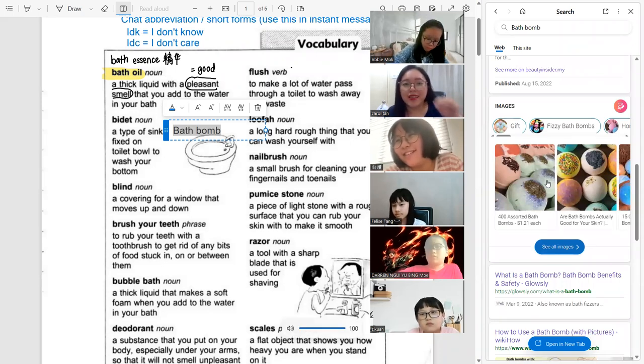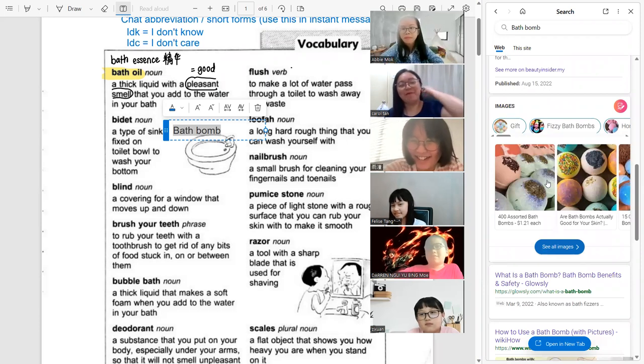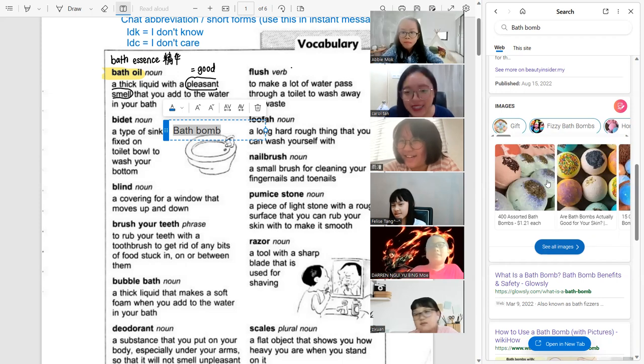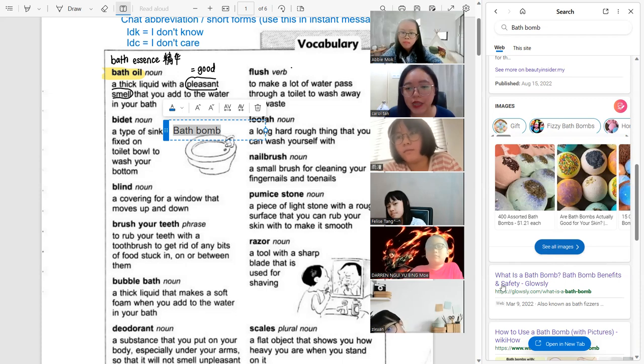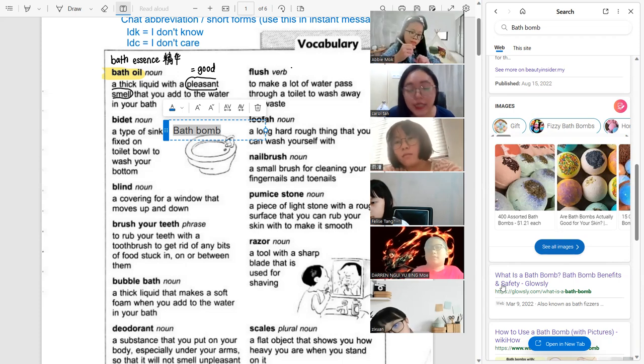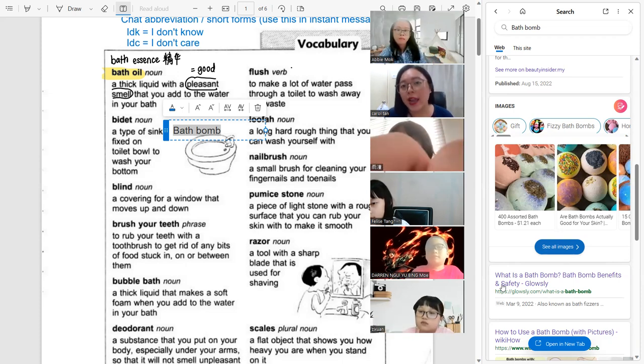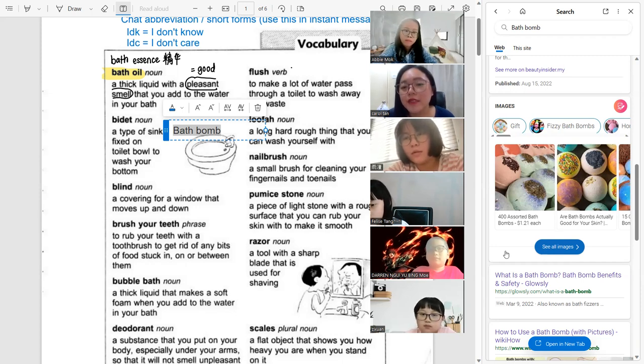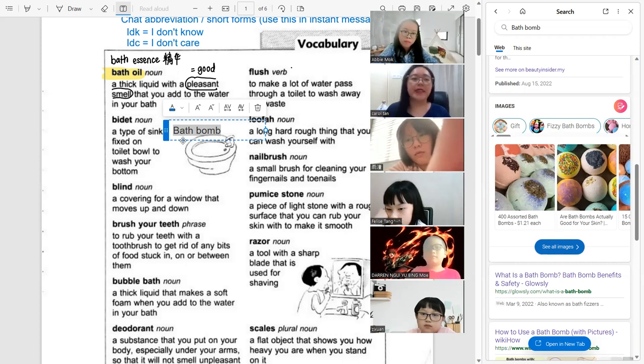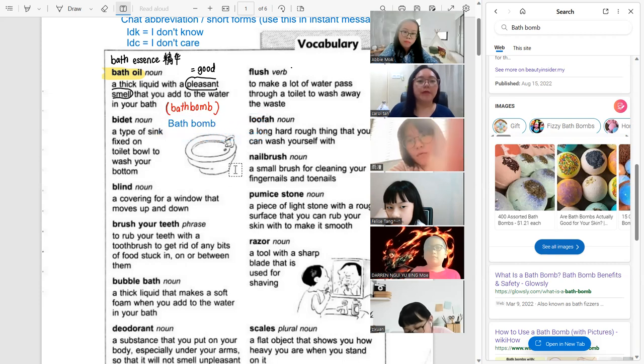Ansley, have you seen this before, bath bomb? Teacher, just now I thought it was ice cream. No, it's not an ice cream, okay? It's a bath bomb. Ansley, do you know what this bath bomb is, or is this the first time you see it? You can say this is the first time I see it, or I know this. Oh, it's your first time to see it. Okay, so that's the bath bomb.